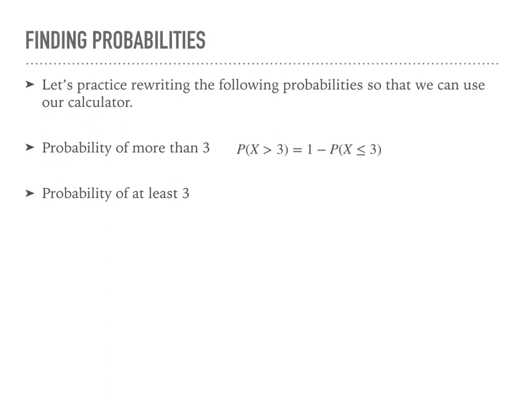What if we wanted the probability of at least 3? That would be the probability of x is greater than or equal to 3. So using our complement rule, that's 1 minus the probability x is strictly less than 3, but we need a less than or equal to. So we have 1 minus the probability x is less than or equal to 2. Notice here that since we have a discrete distribution, the probability that x is less than 3 is the same as the probability that x is less than or equal to 2.